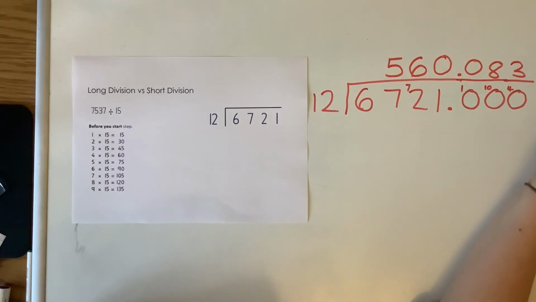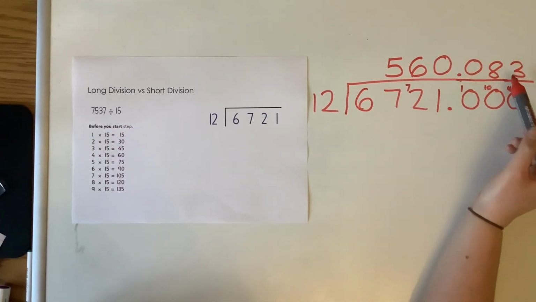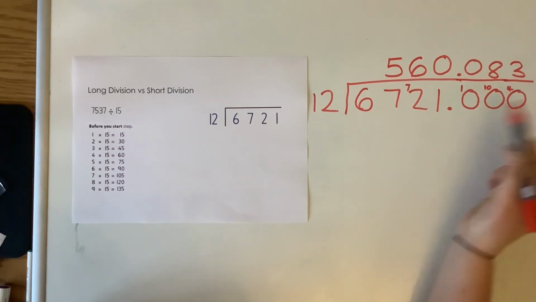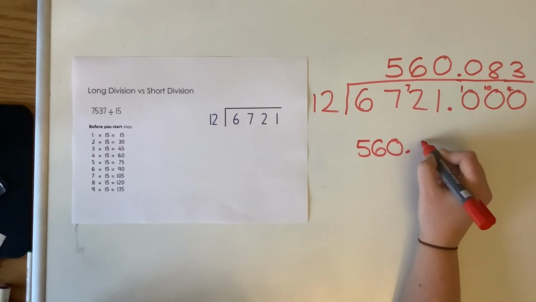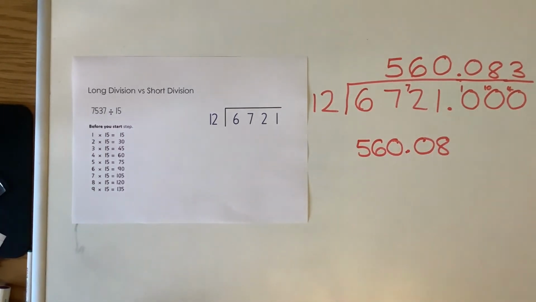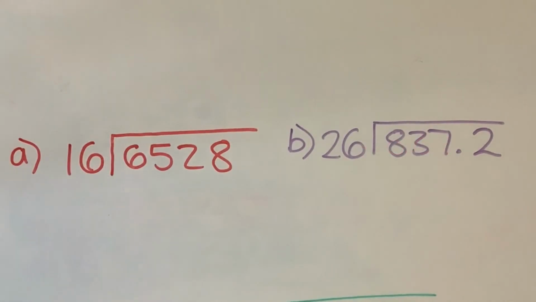I don't need to go any further because now I can round that number to 2 decimal places. 3, I would round down. So the answer would be 560.08. Fabulous. Right. Please now have a go at these 2 calculations using the short division method, and where necessary, round your answer to 2 decimal places.